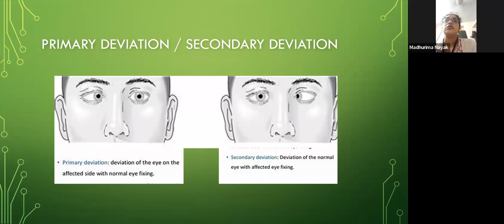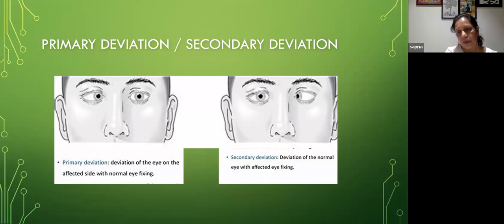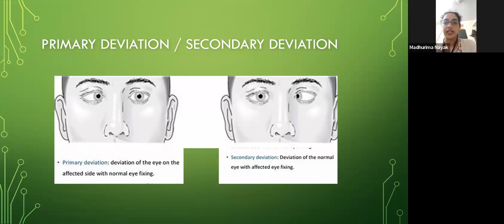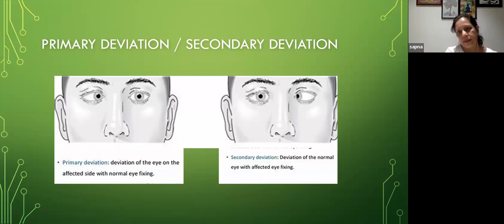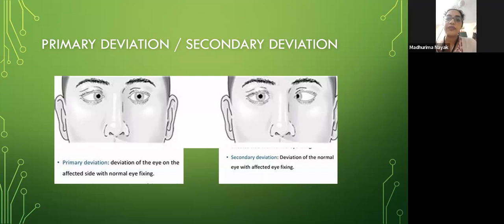So we have to cover the non-paretic eye, the normal eye, and give them an object of interest. In an effort to fix it, the right eye will move and adapt. So the angle of deviation will be lesser.